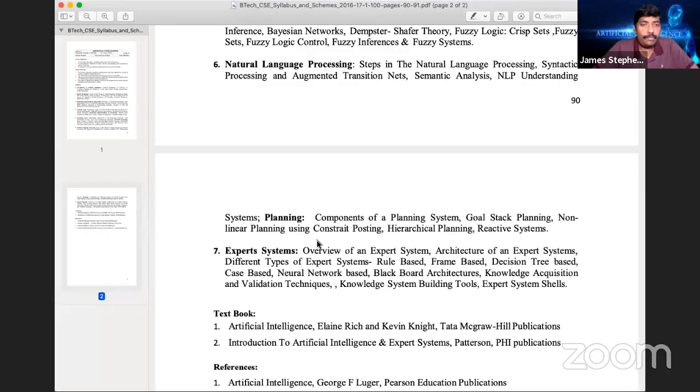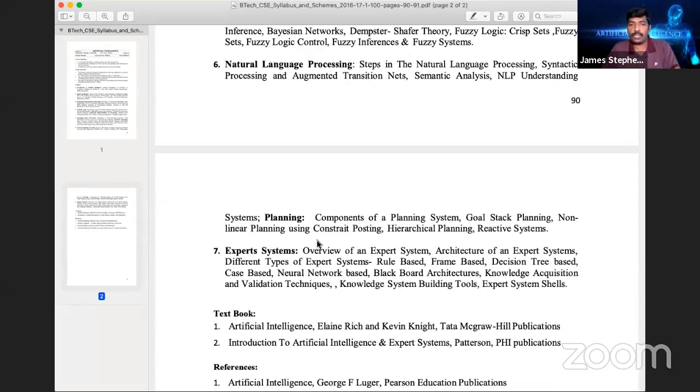And finally, we study expert systems. The major part is the components and architecture of an expert system. Then we study different types of expert systems: rule-based, frame-based, decision tree-based, case-based, neural network-based, blackboard architectures, and knowledge acquisition and validation techniques, etc. Because expert systems should gain knowledge not just from the database, but from the real-time environment.